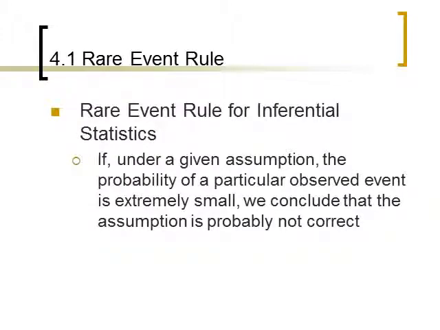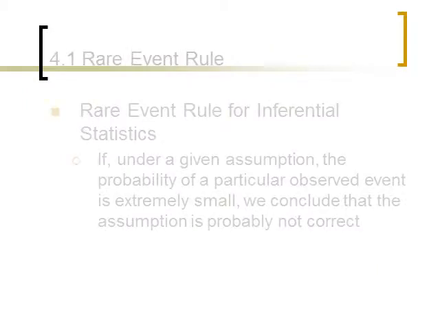The rare event rule for inferential statistics is something that we'll come back to in a later section, but it says that if under a given assumption the probability of a particular observed event is extremely small, then we can conclude that the assumption is probably not correct.